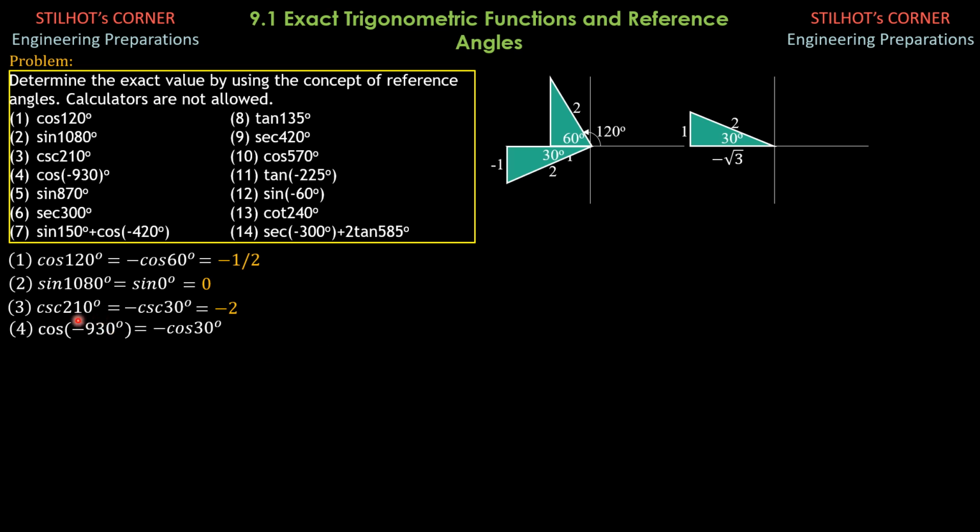But we base it from this original. This is our guide. Cosine function is adjacent over hypotenuse. Adjacent is negative square root of 3. The reason is it is in the second quadrant where x is negative and hypotenuse is 2. So it is negative square root of 3 over 2.